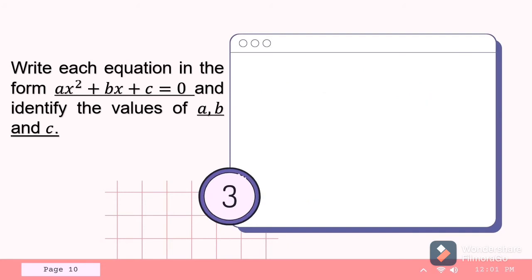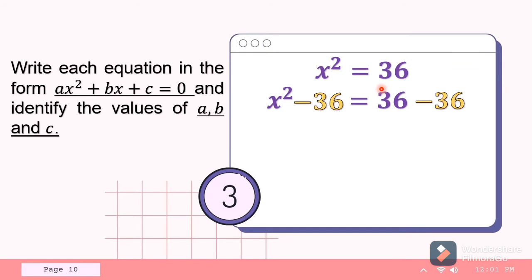Number 3. x squared is equal to 36. Hindi ulit siya naka-standard form. Para maging standard form, kailangan nating mag-subtract sa both equation ng 36 para makancel to at maging 0 to. So, magiging x squared minus 36 is equal to 36 minus 36. So, makakancel na yung ating 36. So, ang kalalabasan niyan is x squared minus 36 is equal to 0.